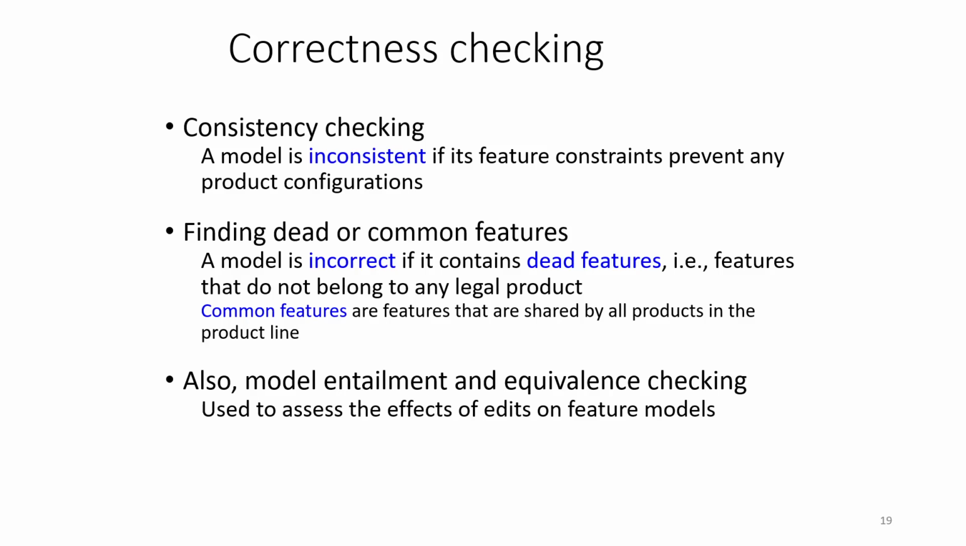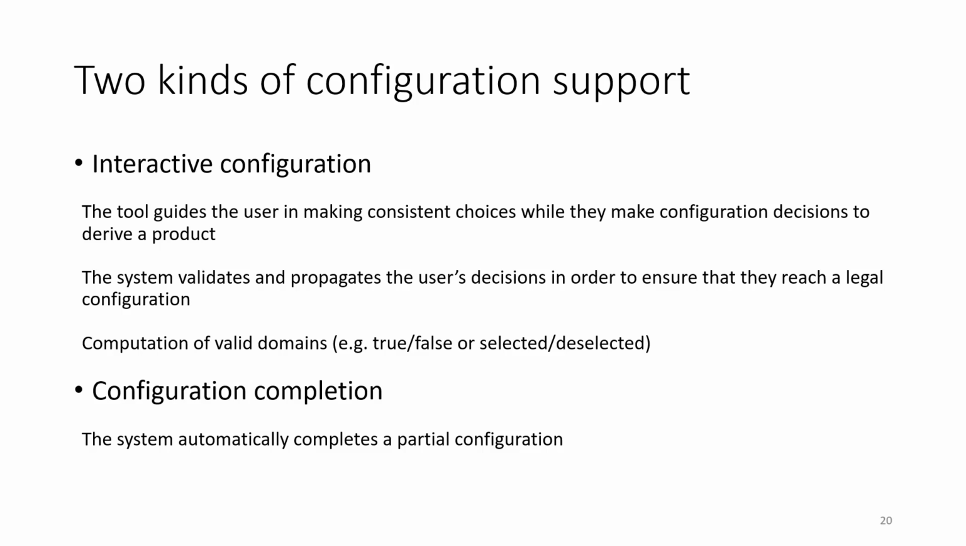So let's say you want to see, is there any configuration that existed before and is now no longer existing? Then you can check whether one model entails the other. So everything that is possible in one, is it also possible in the other? That's something that you can check on the level of models when you have two models. So for consistency checking and dead or common features, you need only one model. Those would be the more simple ones. Model entailment is also simple, but you need two feature models. Okay, so the configuration support, this is usually the most common: interactive configuration.